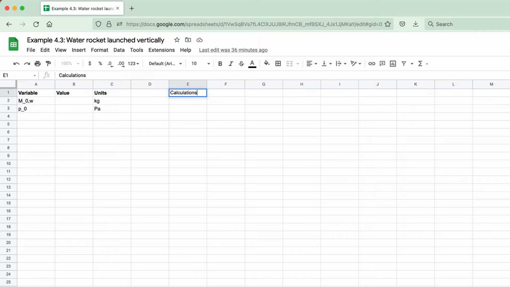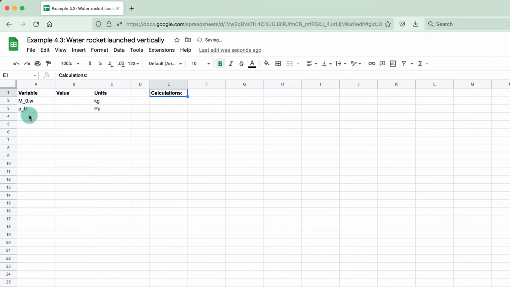Okay, so I'll label this over here. Calculations we'll do over here, just to keep our spreadsheet organized. And we're gonna need a few more variables. So for the velocity equation that we had there, we have a P naught in it. We have the surroundings, so P atmosphere, do that in pascals as well.